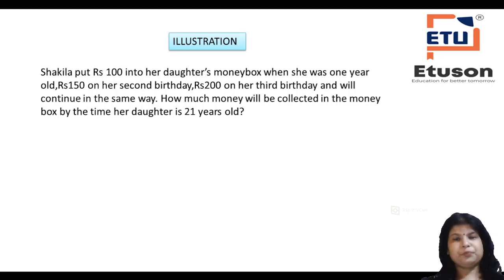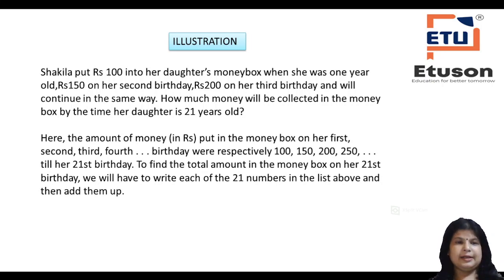Correct? So now, let us understand. Here the amount of money in rupees that is put by Sakila in the money box on her first, second, third, fourth birthday were respectively 100, 150, 200, 250, and so on, till her 21st birthday. To find the total amount in the money box on her 21st birthday, we will have to write each of the 21 numbers in the list above and then add them up. Correct or not?